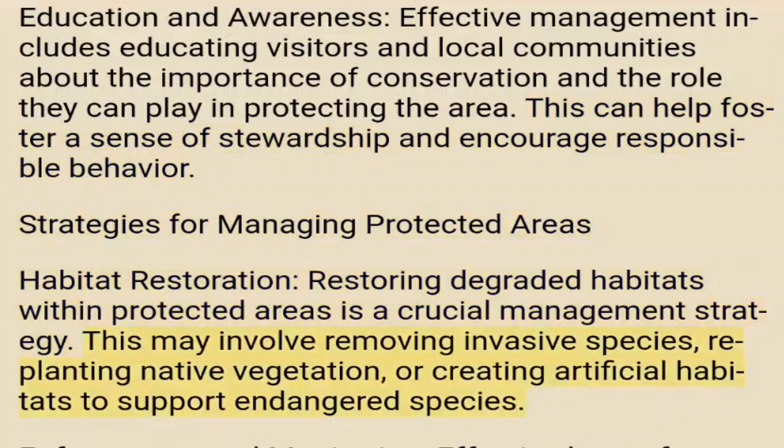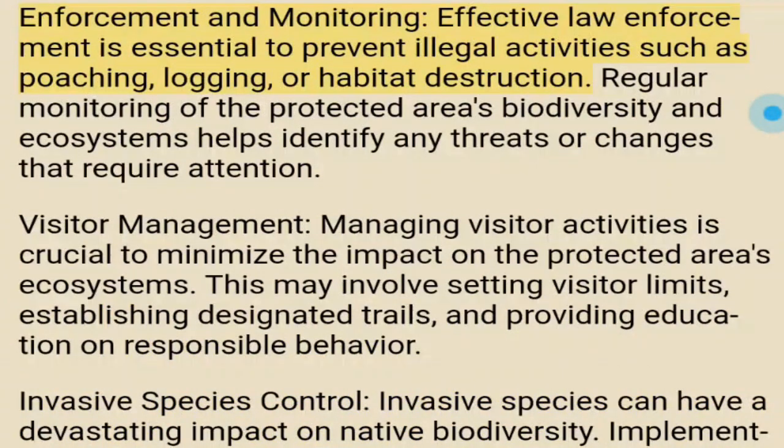This may involve removing invasive species, replanting native vegetation, or creating artificial habitats to support endangered species. Enforcement and monitoring. Effective law enforcement is essential to prevent illegal activities such as poaching, logging, or habitat destruction. Regular monitoring of the protected area's biodiversity and ecosystems helps identify any threats or changes that require attention. Visitor management. Managing visitor activities is crucial to minimize the impact on the protected area's ecosystems. This may involve setting visitor limits, establishing designated trails, and providing education on responsible behavior.